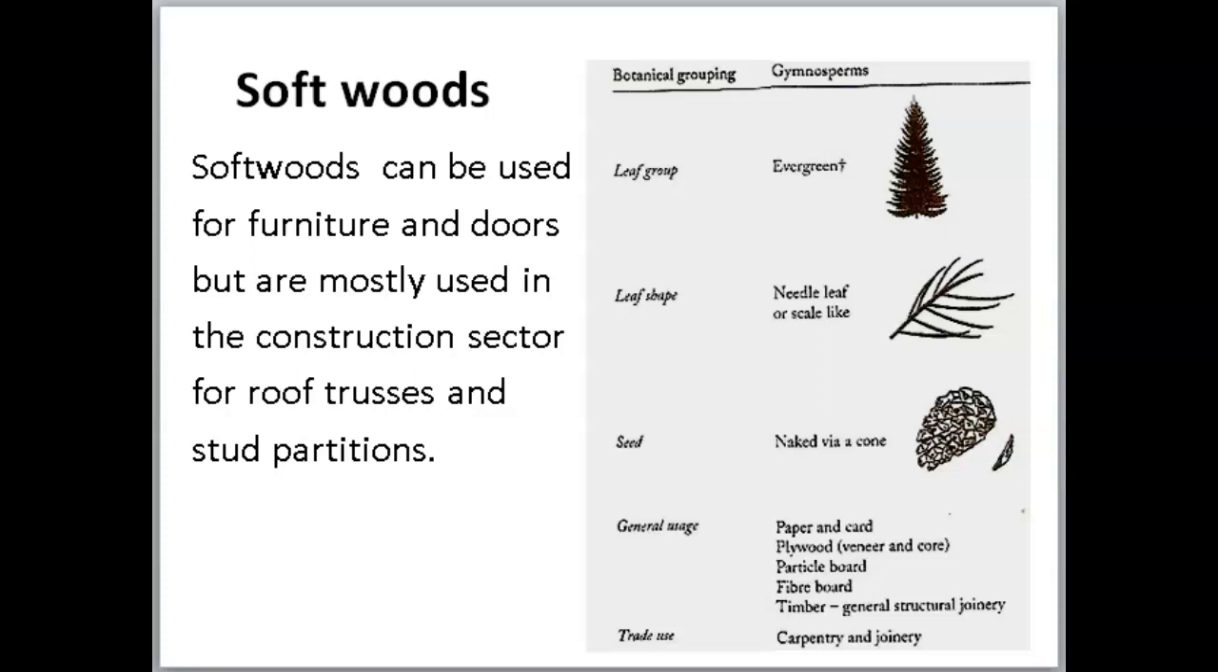Now the botanical grouping is such that the leaf group is evergreen, leaf shape is needle leaf or scale-like, the seed is naked via a cone as shown, general usage: paper and card, plywood, veneer and core, particle board, fiberboard, timber, general structural joinery. Trade use: carpentry and joinery in general.